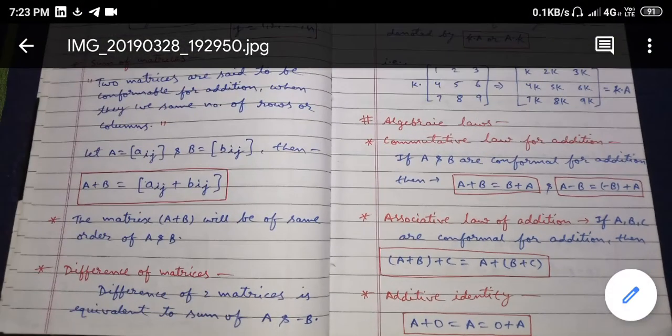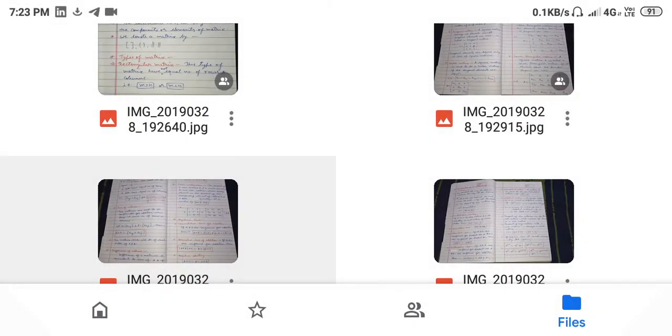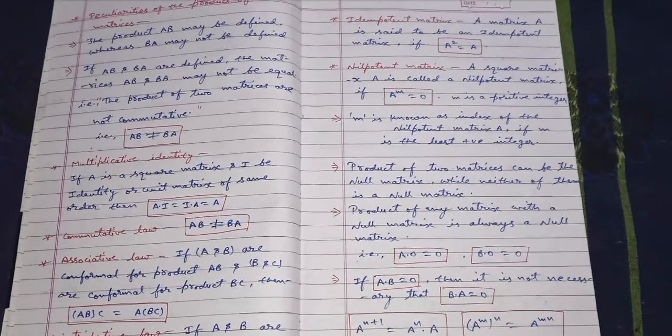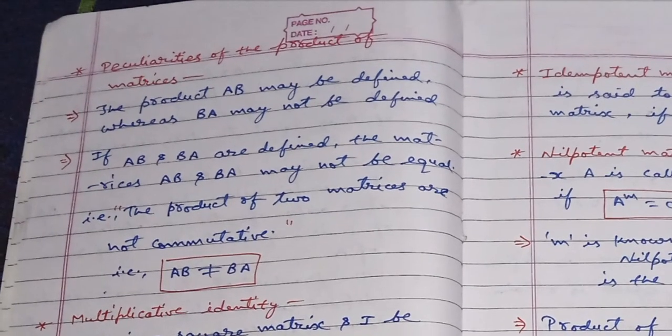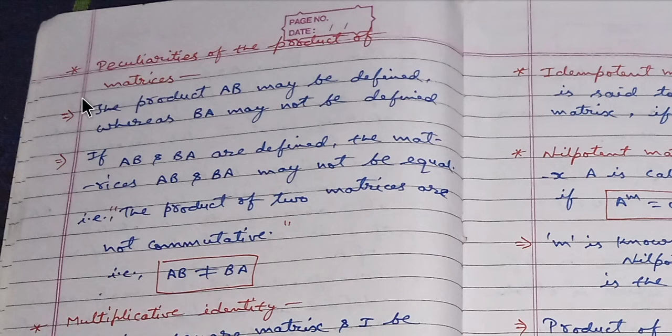Now we will look at the next page. Wait for some time, the picture will become clearer. Yeah, now come here. These are some other theorems on matrices. Read this: peculiarities of the product of matrices.